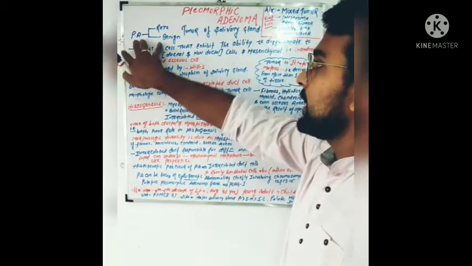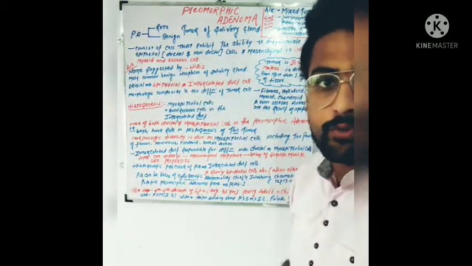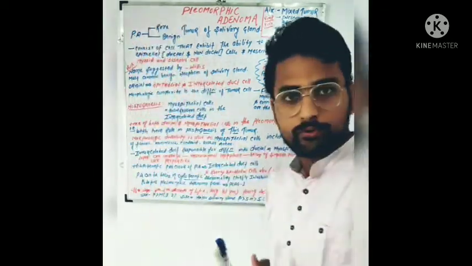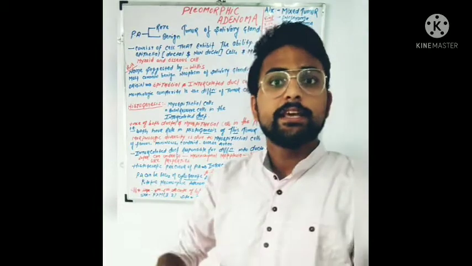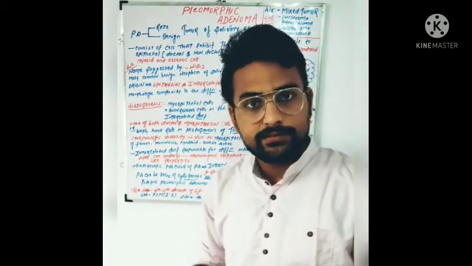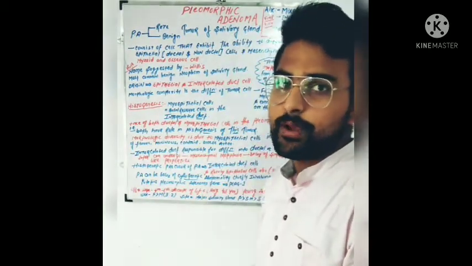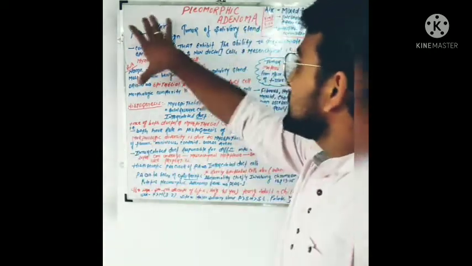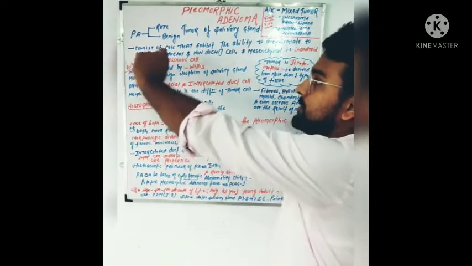Now, coming to the pleomorphic adenoma, the introduction portion. How will you write it in the examination? First is the introduction portion, then the histogenesis, then you will write the clinical features, then the histopathology, and then the differential diagnosis and the treatment plan. So let's discuss the introduction of this tumor.